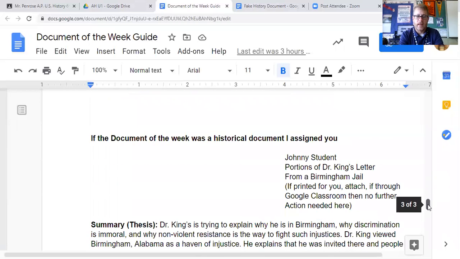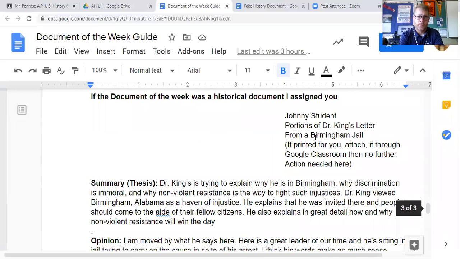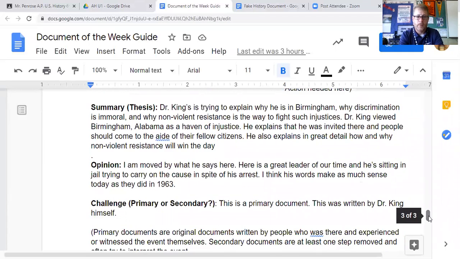If it is a document that I'm giving you, for this example, it's Dr. King's letter from a Birmingham jail, or at least part of it. You put your name again, you put that source. If it's in Google Classroom, the other video is going to show you how to make an attachment. And then you give me your summary, basically a thesis. Tell me this in your own words, not the words they use in the document. That's not a summary, that's just copying. You don't get credit for that.